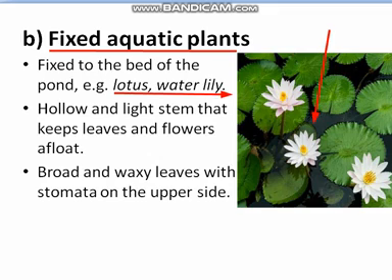Now let's talk about the adaptations of these fixed aquatic plants. They have a hollow and light stem that keeps leaves and flowers afloat.